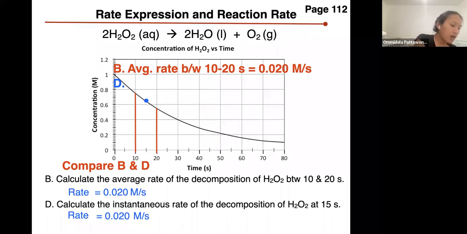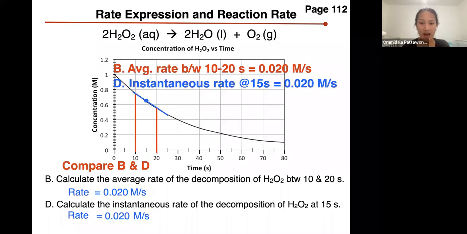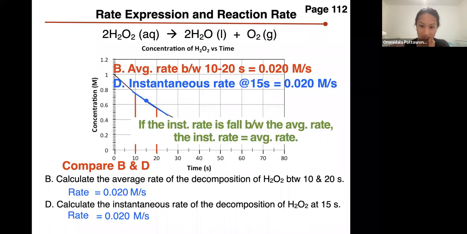If you think about it, in order to find out D, you have to find out the slope. And if you think about this, the slope between 10 and 20 is actually including that D point as well. So that means in this case, we can say that if the instantaneous rate falls within the range of the average rate, the instantaneous rate is going to equal the average rate.